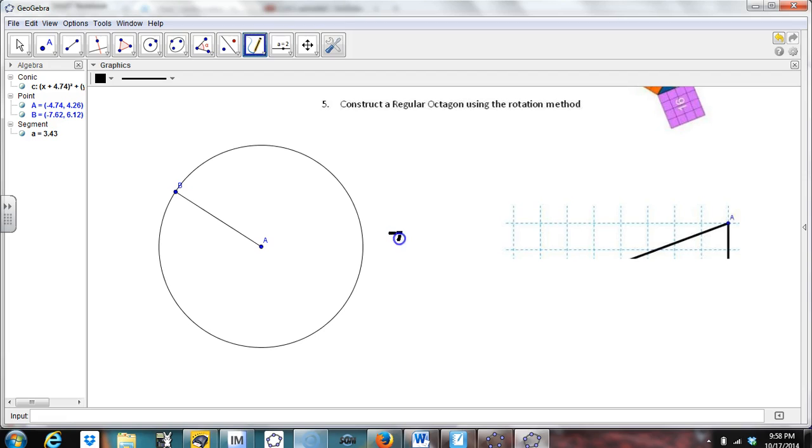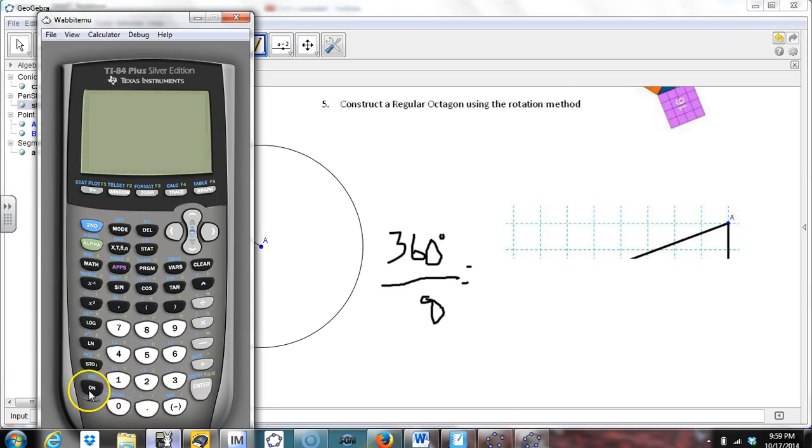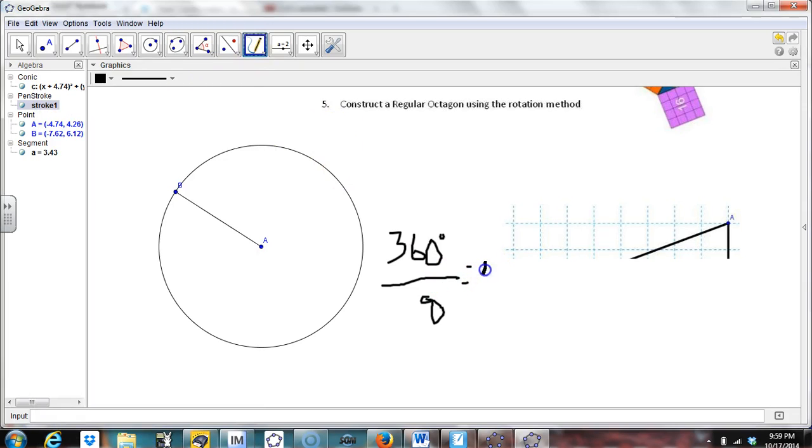Well, we take 360 degrees, which would be the full rotation for this point B, right, around point A. Take 360 divided by 8, since we're talking about an octagon, which I believe, let me get the handy dandy calculator. Let's check that out. 360 divided by 8. 45. Okay, so 45 degrees is our rotation. Put that here.